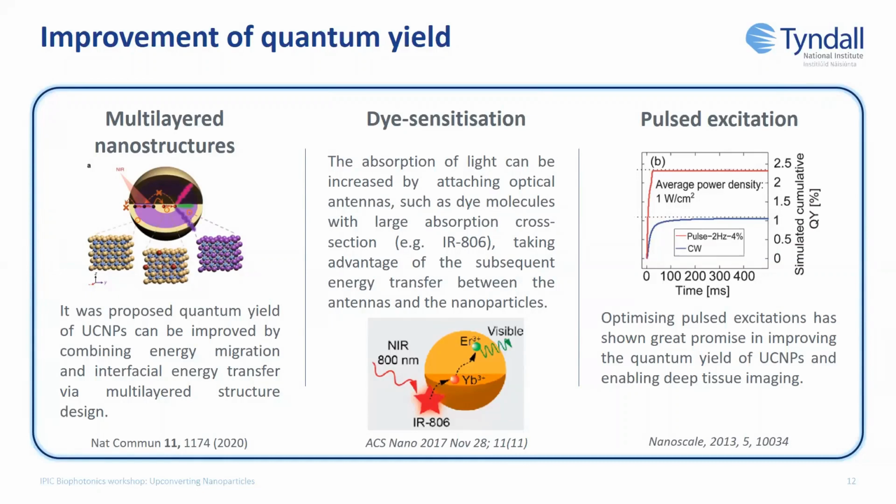And the last method of improving the quantum yield could be using pulse excitation. It's been shown both experimentally and numerically that if we use short pulses with optimized length and duty cycle, we can enhance the quantum yield of nanoparticles, and that would help us reach deeper tissue.